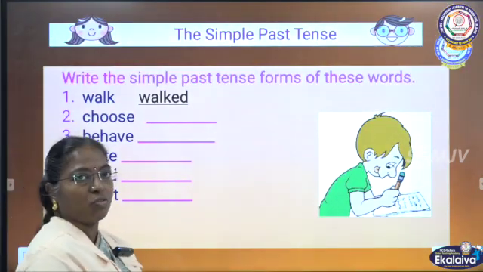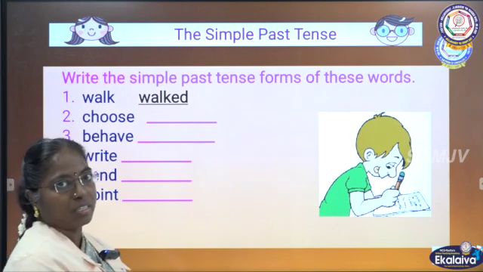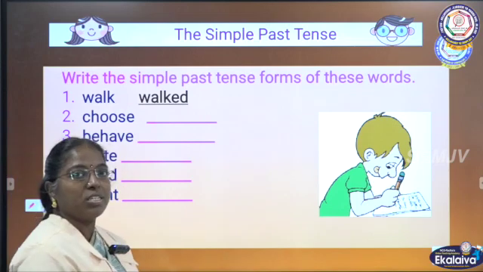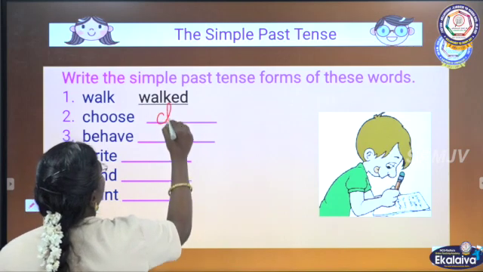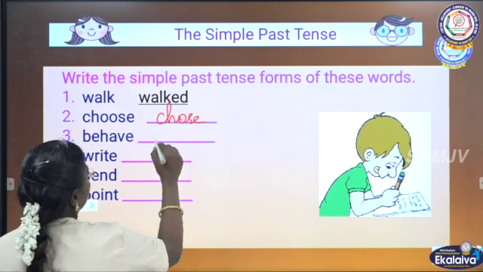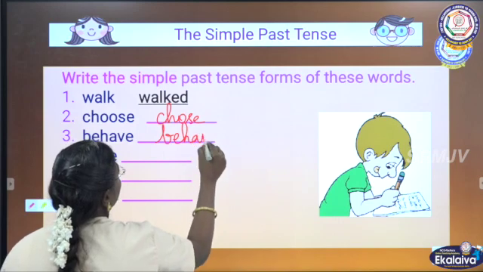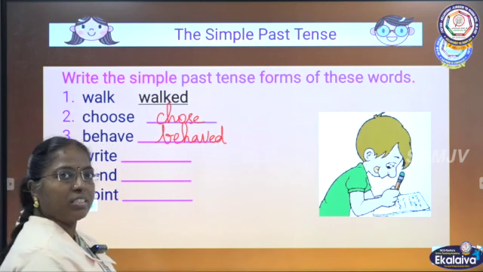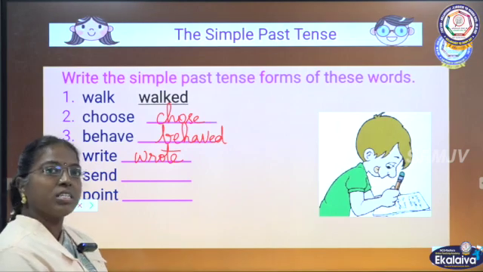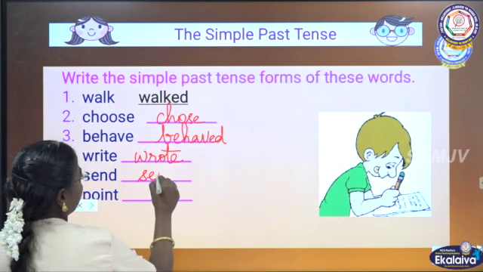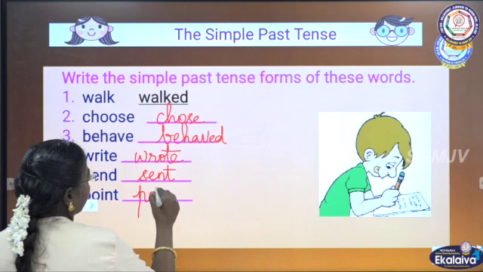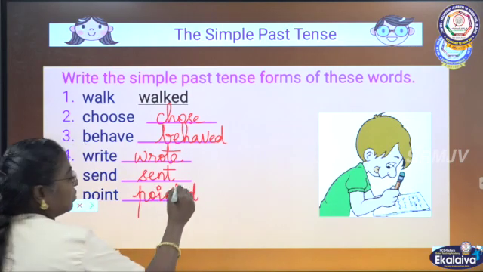And write the simple past tense of these words. Okay? Walk, walked. And what is the past tense of choose? The past tense of choose is chose. Then behave, behaved. Write, wrote. Send, sent. Point, pointed. Understood?